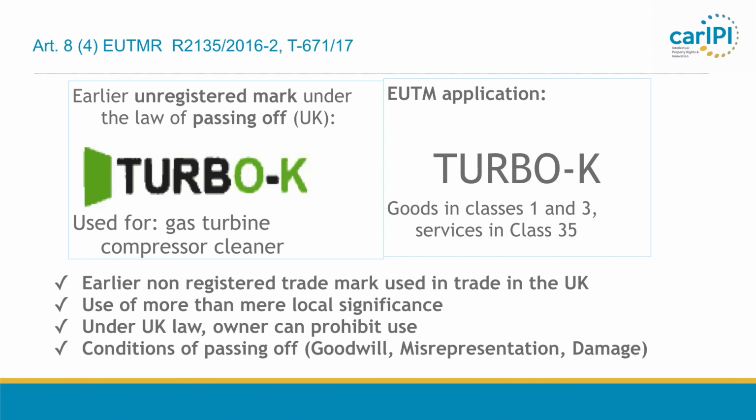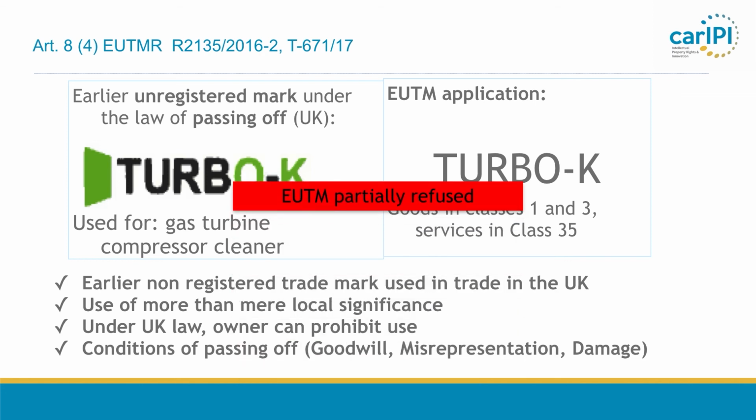And then we knew that on the basis of passing off, the owner can prohibit use, and then the conditions of passing off had to be proven, so that there is a goodwill, the misrepresentation, and the damage. In this case, all of this was proven, at least for part of the goods. For some of the goods or services, it was found that they were not sufficiently similar, so that there would be misrepresentation and damage. So as a result, the trademark was partially refused. But you see how many elements there were in this case.